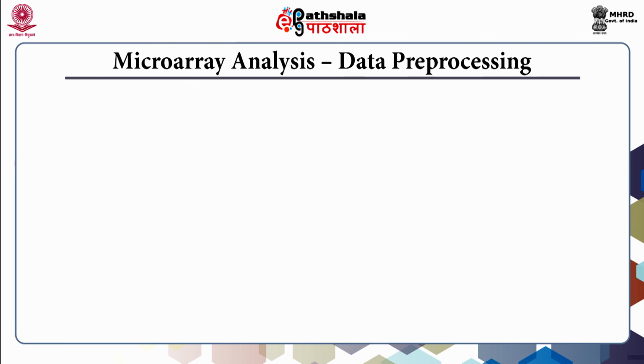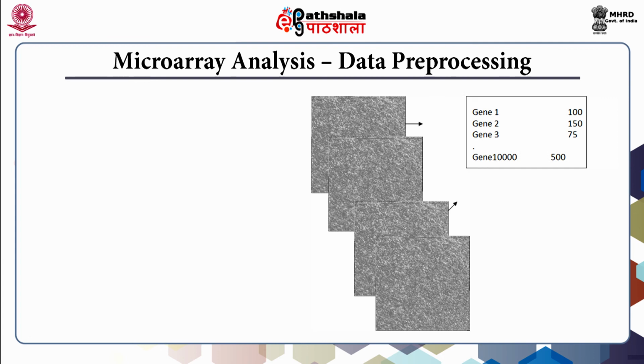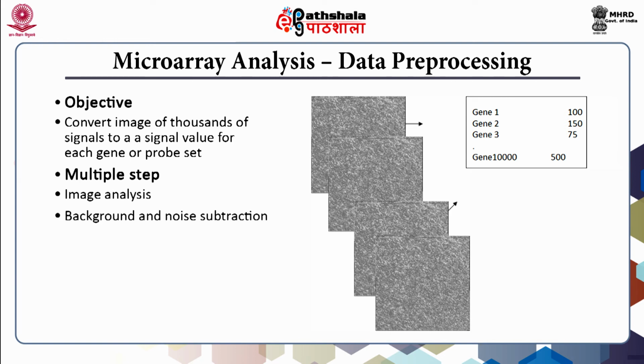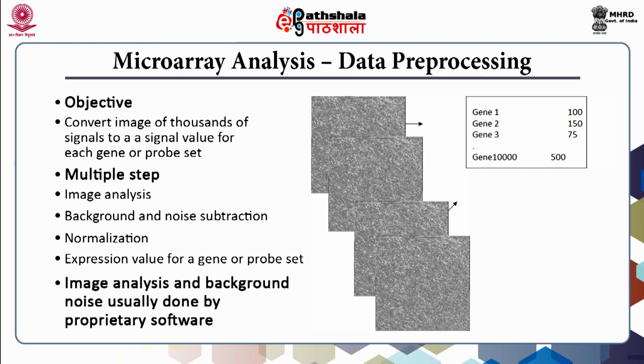When we are coming to microarray analysis, we understand this image preprocessing is a requirement to involve data preprocessing. The objective for data preprocessing is to convert the image of thousands of signals to values for each gene or probe set. This involves multiple steps, which are beginning through image analysis, background correction and noise subtraction, and then understanding and estimating the expression value for a gene or probe set. Analysis and background noise usually is done by the proprietary software.